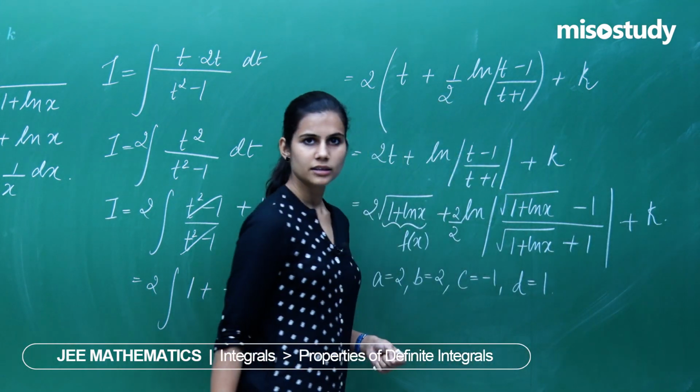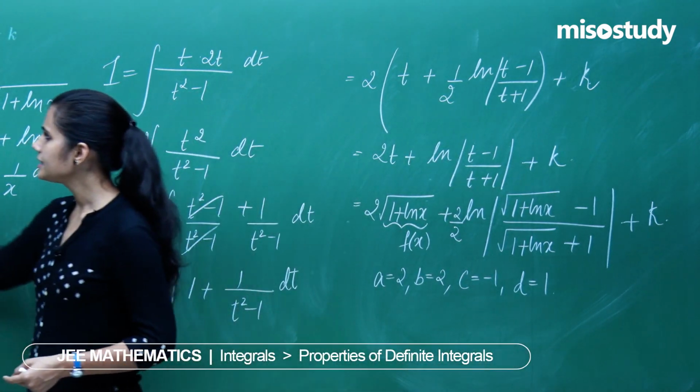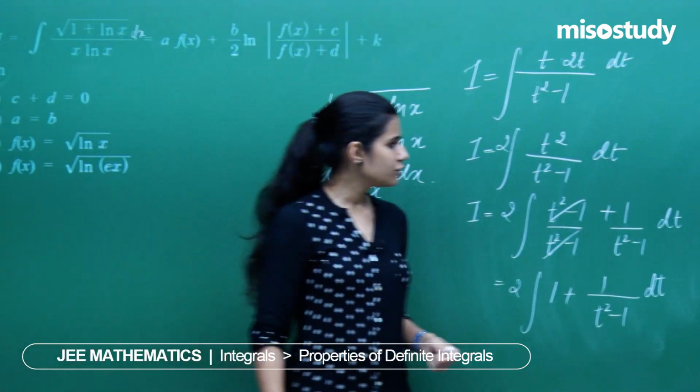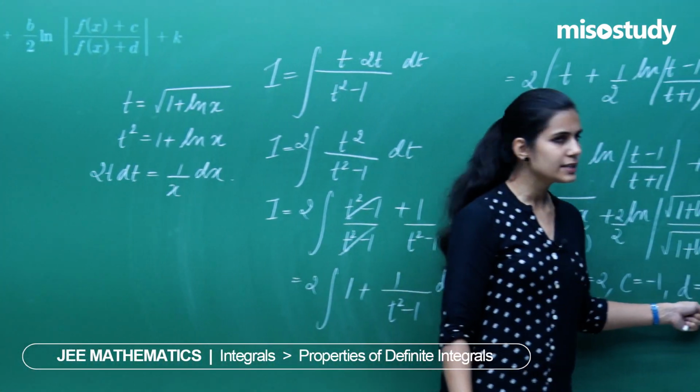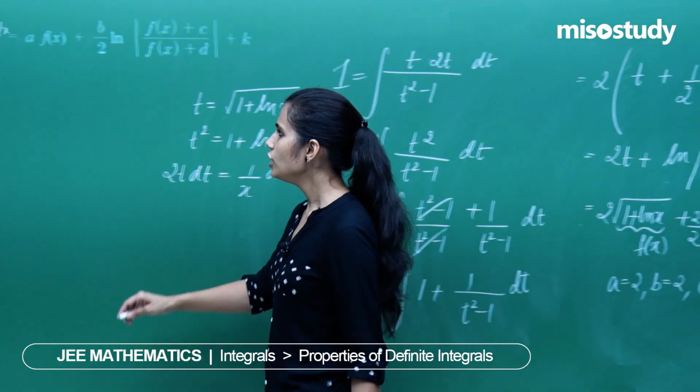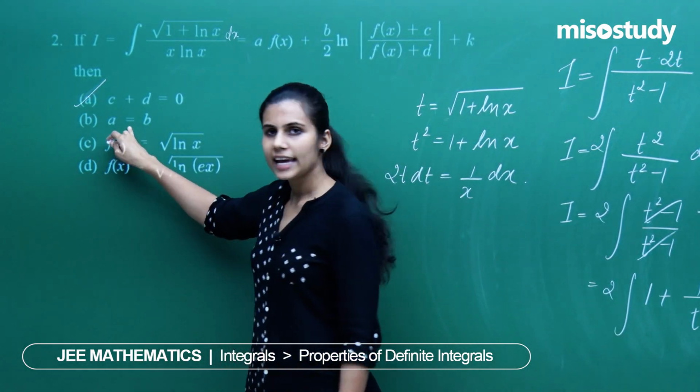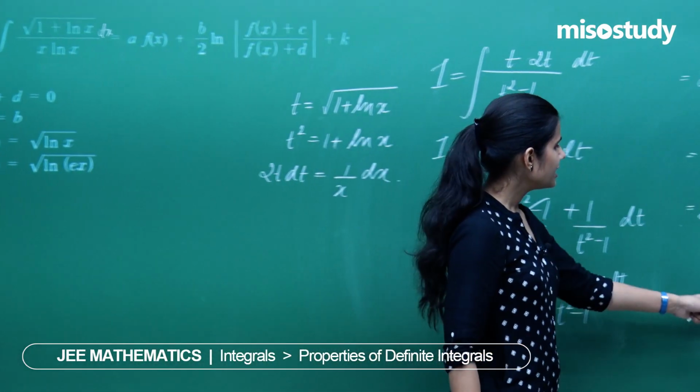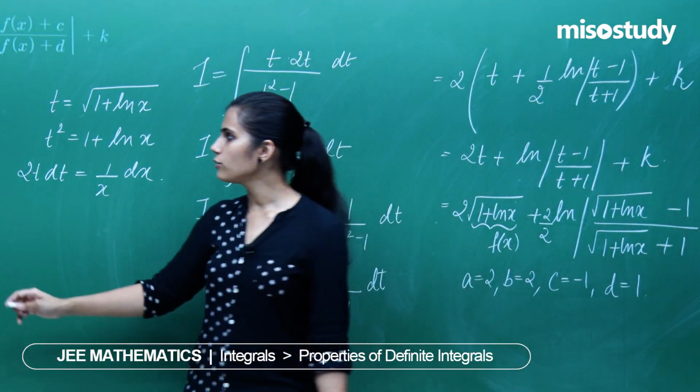D is 1. So now you have to understand, is c plus d 0? Well, if you talk about c and d, c is minus 1, d is 1. Yes, of course, c plus d is 0. So option number A is correct. Is a equal to b? Let's see. a is 2, b is 2. So yes, a is equal to b.